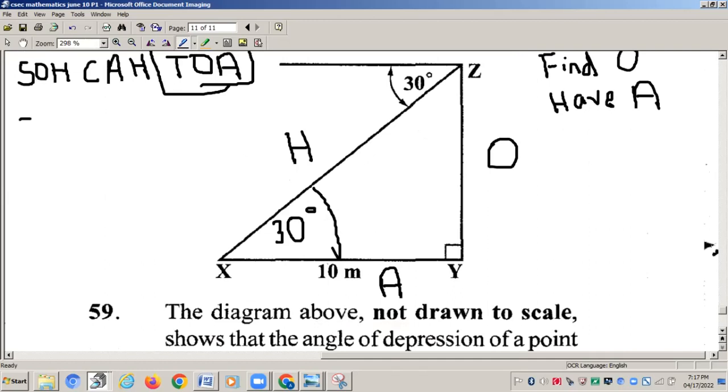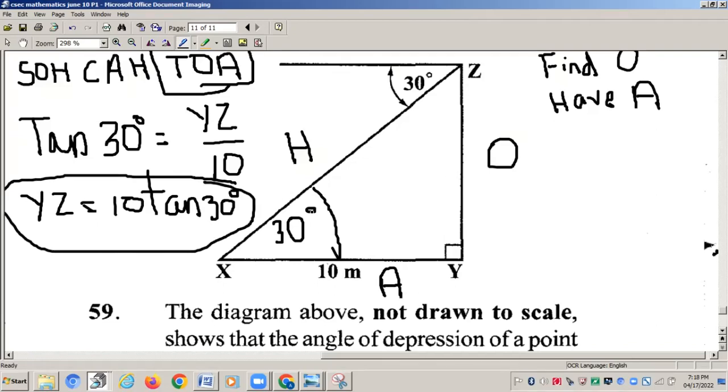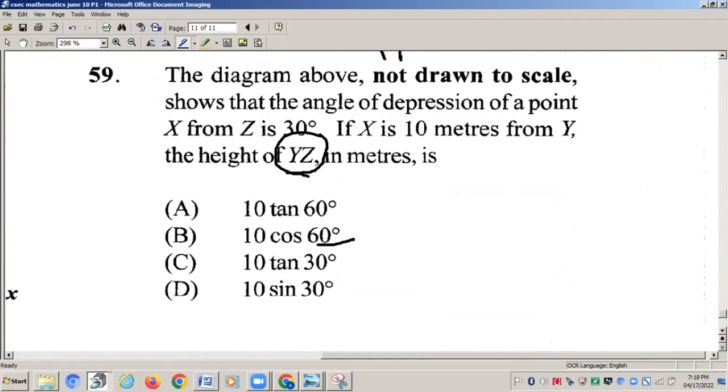All right, so we're going to use tan. So tan, check this out. Tan of angle 30 degrees is equal to the opposite, which is YZ, divided by the adjacent, which is 10. When the unknown is on top, you just multiply. So therefore, YZ is equal to 10 tan 30. That's the answer. 10 tan 30. So therefore, it is C.